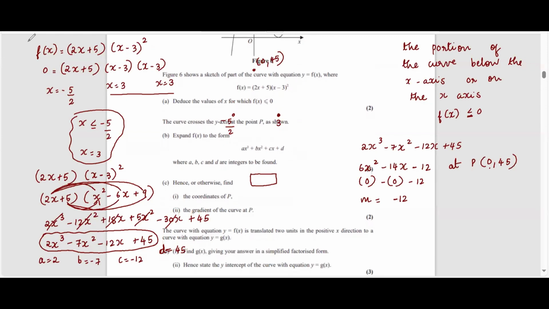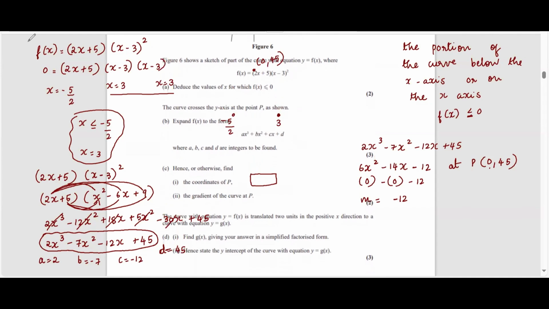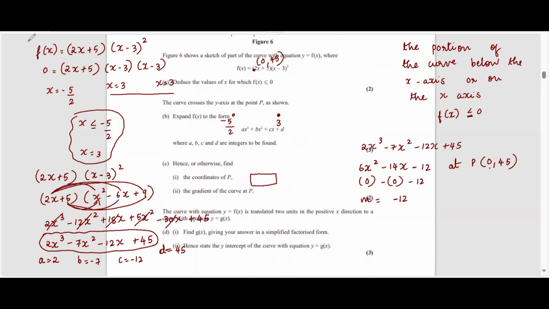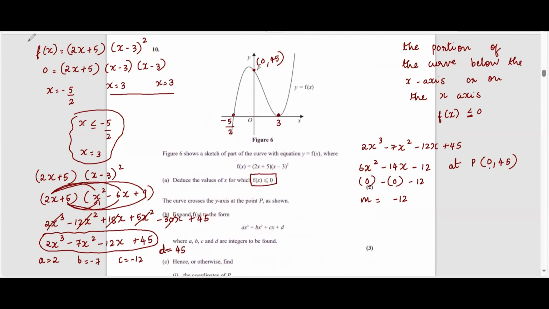Now the curve with the equation y equals f of x is translated 2 units in the positive x direction to a curve with the equation y equals g of x. Find g of x giving your answer in a simplified factorized form. So here we have to find out g of x. What they have mentioned here about g of x is that it has been translated 2 units towards the right.